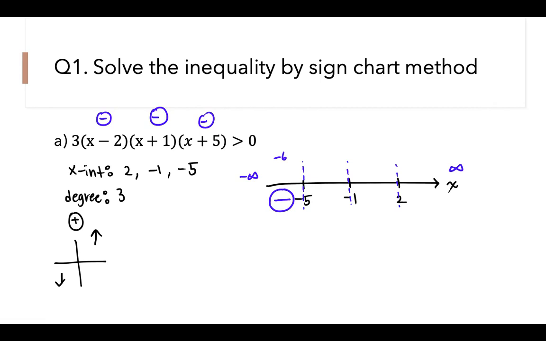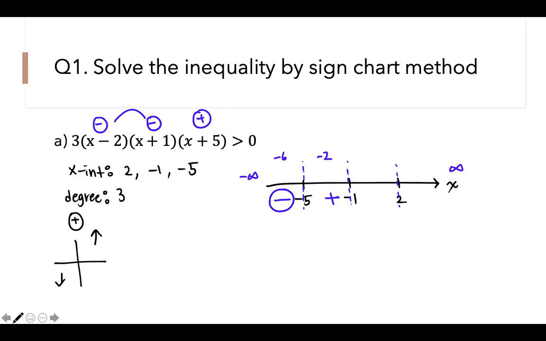Okay. Now let's plug in the next interval. We're going to plug in a number that's in between -5 and -1. For example, it could be -2. So I'm going to plug -2 into this expression again. -2 minus 2 is going to be negative. -2 plus 1 is going to be negative. -2 plus 5 is going to be positive. So negative, negative, these two become positive. Positive times positive is going to give me a positive answer.